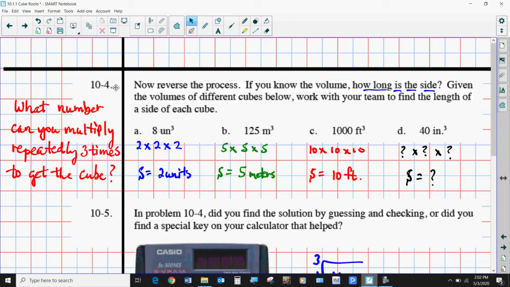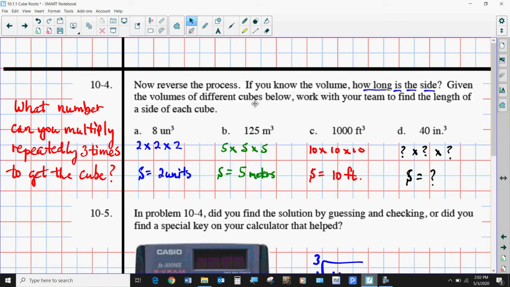So now we're going to reverse the process. If you know the volume, how long is the side? I underlined it, so I would stress that. So how long is each side? And this is only applying to cubes, though. Just keep that in mind.